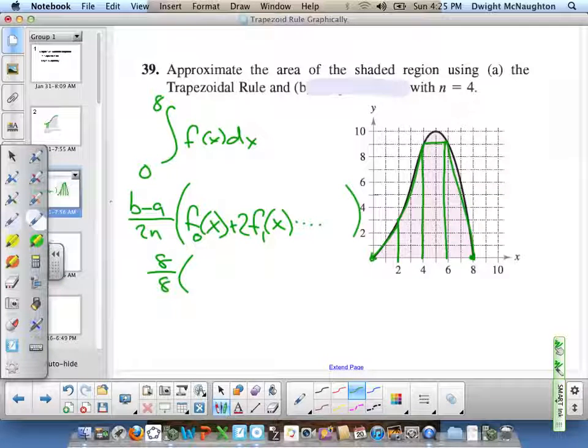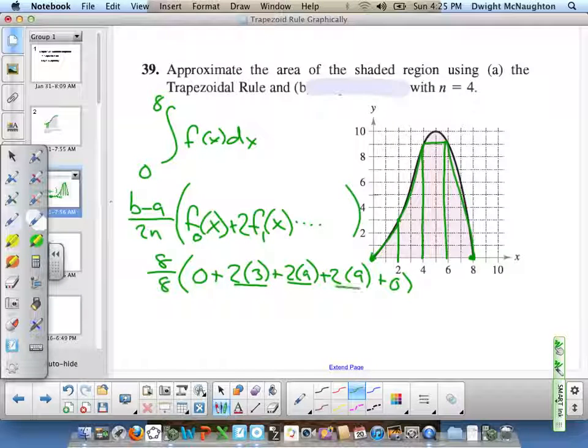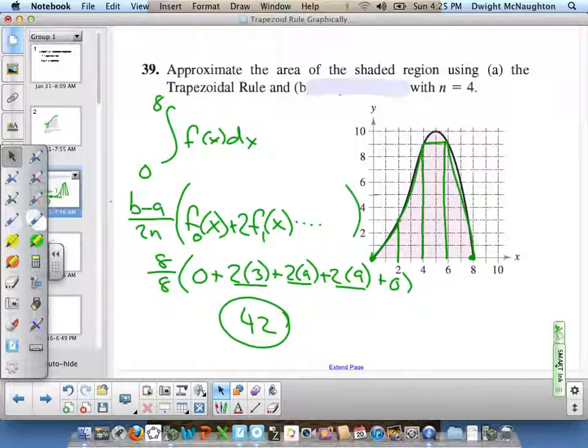f of the first one, f of 0, is 0. Twice f of the second one, so that'll be 3. Twice the third height, so that'd be 9. Plus twice the fourth height, that'll be 9 again. And then plus the last height, and that'll be 0. All right, so as we finish this, it'll be 6 plus 18 twice. So the area underneath this curve is approximately 42.